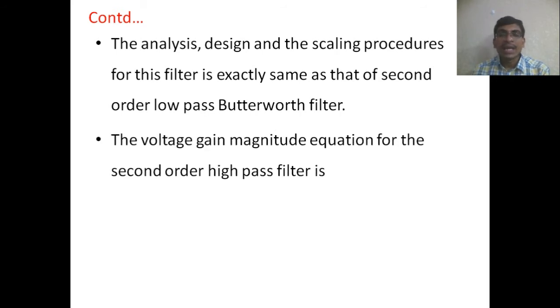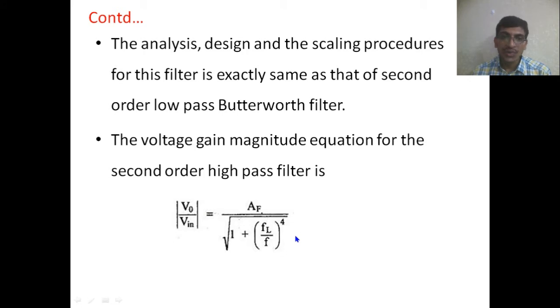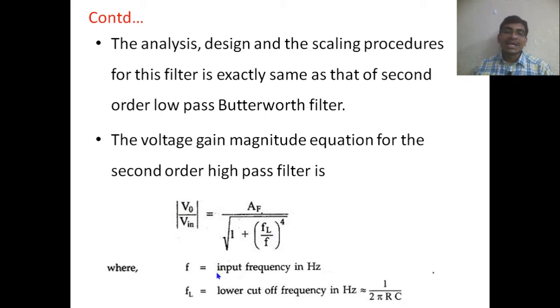The voltage gain magnitude equation for the second order high pass filter is given as V0 by Vin is equal to AF divided by square root of 1 plus (FL by F) whole power 4. Okay, so in the first order filter, it is (FL by F) whole square, but in the second order, it is (FL by F) whole power 4, where F is the input frequency in hertz or operating frequency, FL is equal to the lower cutoff frequency in hertz, which is 1 by 2 pi RC.